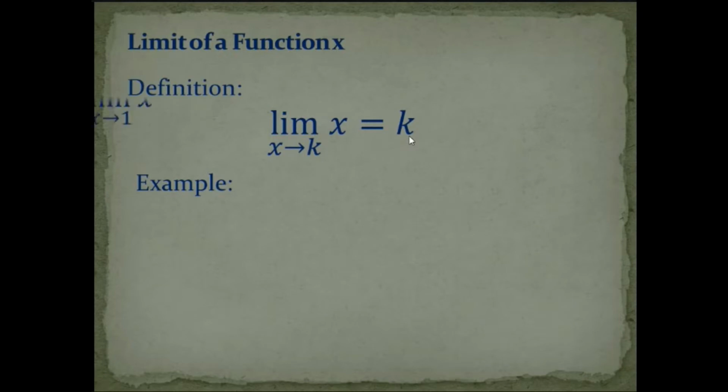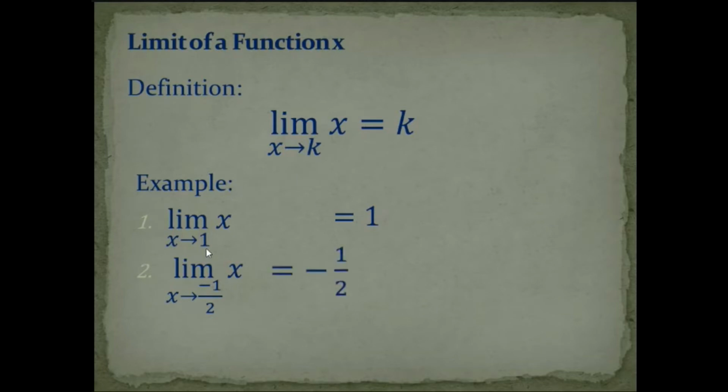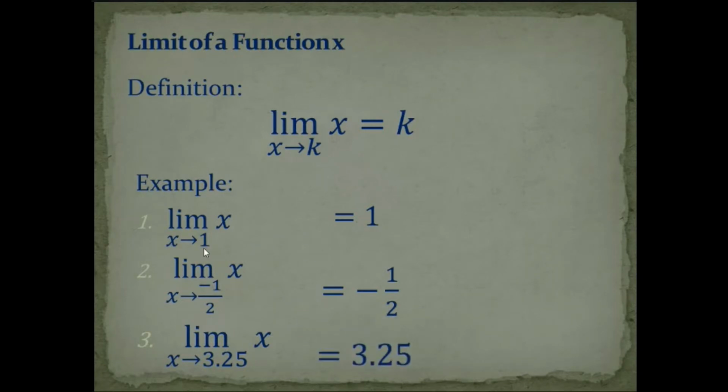Halimbawa, limit of x, laging x dito lagi po. Limit of x as x approaches 1, the answer there is 1. Next, limit of x as x approaches negative 1/2, the answer there is negative 1/2. And limit of x as x approaches 3.25, the limit is 3.25. Okay? Lagi pong ganun na kapag x lang po yung ating function.